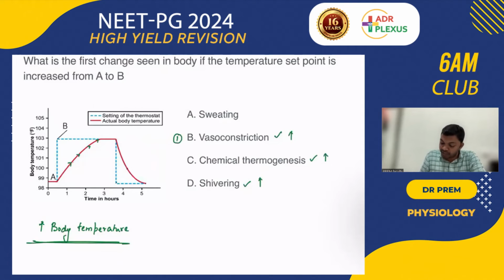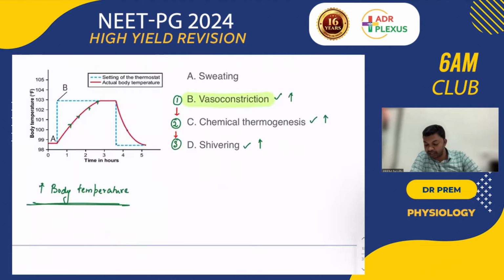First change, number one. Chemical thermogenesis, number two. When step number one and step number two fail, only then shivering comes into the picture. So the order of events happens in this way: vasoconstriction first, chemical thermogenesis next, shivering next, and hence the first effort is vasoconstriction. You have to pick B as the right answer, vasoconstriction, guys. Very good. That's the way you have to answer.